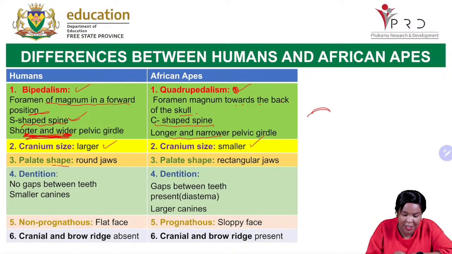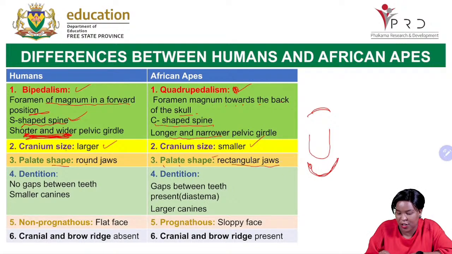Then the palate shape. The palate is the arrangement of the teeth. So the palate shape for the humans is round. It has round jaws. Then the palate of the African ape, it is a rectangular jaw. So I think this is where you can also score marks easily.